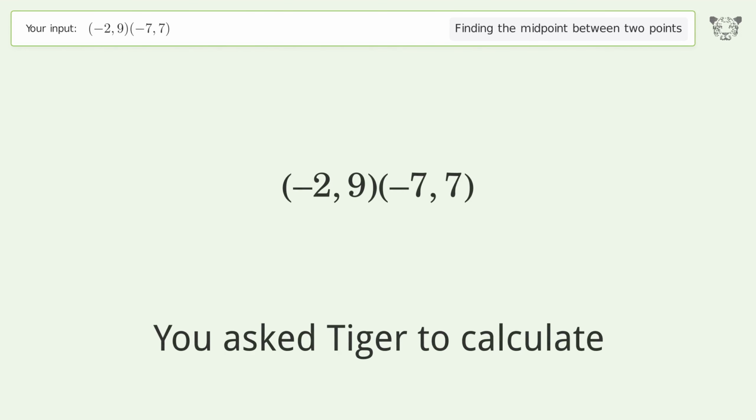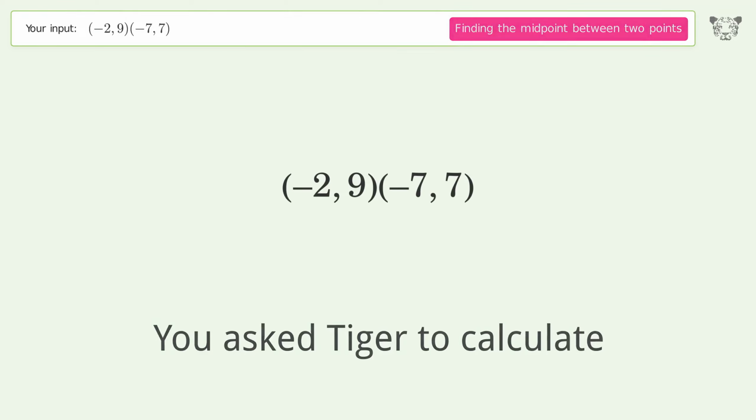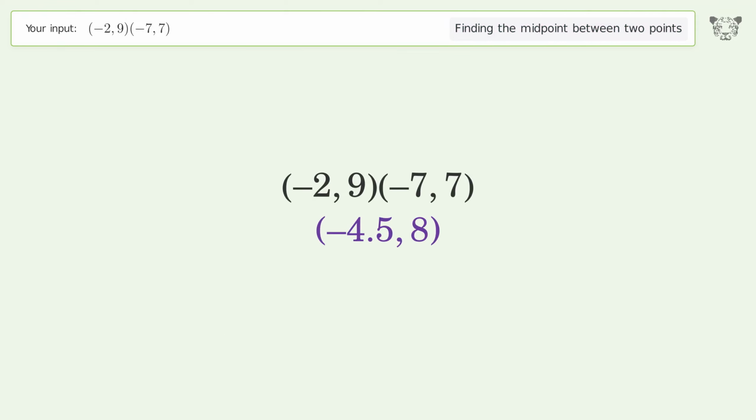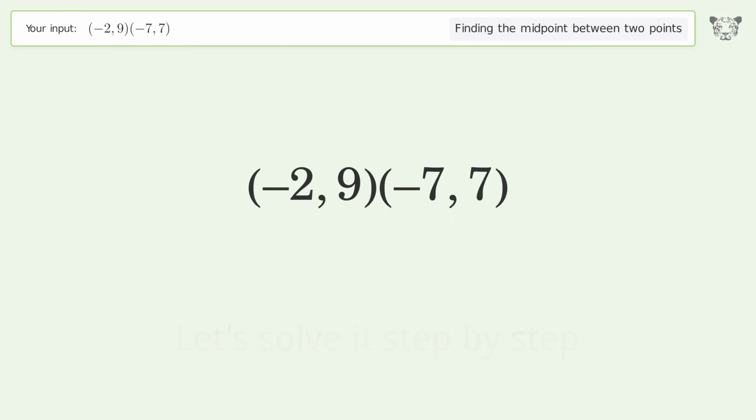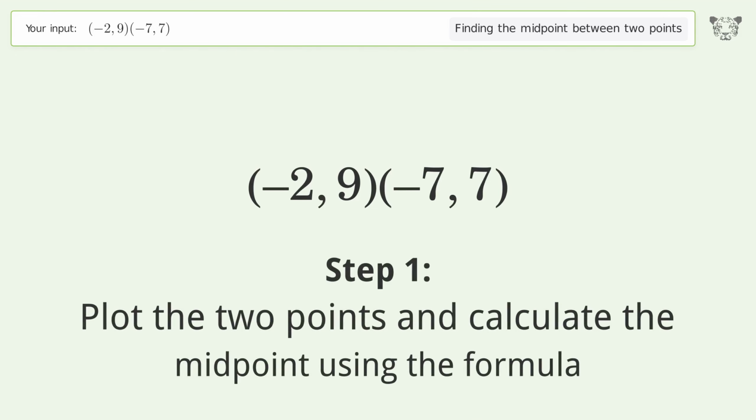You ask Tiger to calculate. This deals with finding the midpoint between 2 points. The midpoint between the 2 points is -4.58. Let's solve it step by step. Plot the 2 points and calculate the midpoint using the formula.